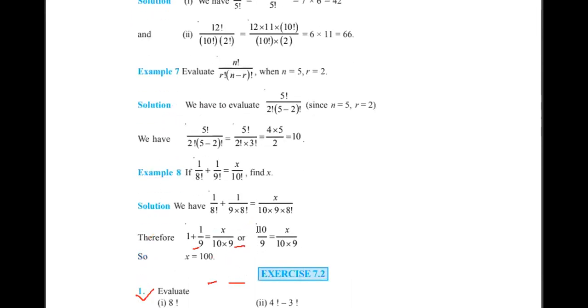Now 8 factorial will be cancelled, yes or no? 8 factorial will be cancelled, right? So you're getting this linear equation. So I hope all of you can solve this linear equation. Got it? Prahlad, did you get this? Okay, very good, everyone.